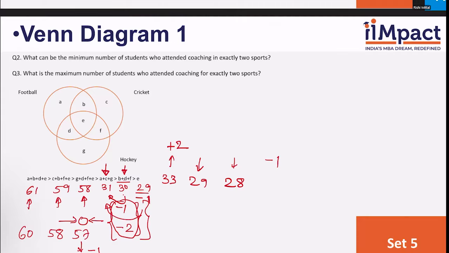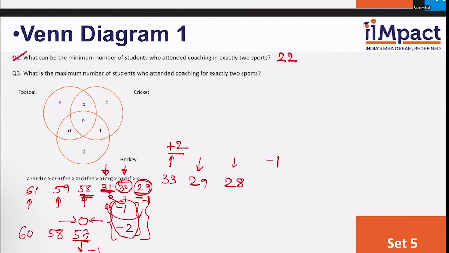So I just have to keep doing this, or I can do it even mentally. Like if I have to reduce this by 9, this will increase by 18, and this will decrease by 9. Right? But then this becomes 49 and this becomes 49 as well. These two become 49. So that is not possible. So I can't reduce this by 9. I can reduce this maximum by 8. If I can reduce this by 8, this can be reduced by 8. Therefore, the minimum number of students who attended coaching in exactly 2 sports becomes 22.